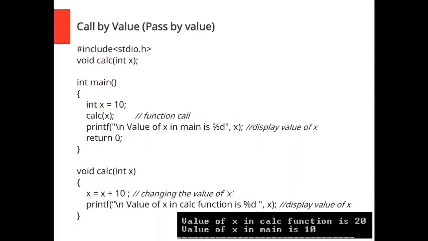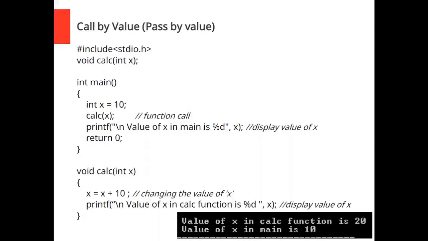Inside the function, what we are doing is changing the value of x equal to x plus 10. The initial value of x was 10, hence adding 10 to this makes the new value 20, and we are displaying that value of x in the calc function. Once it is displayed, the control is returned back to the main function. There also we are displaying the value of x, that is the value of x in the main function, and we are returning 0, hence the main function gets completed.